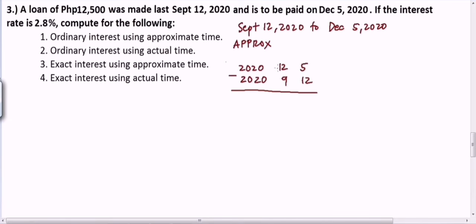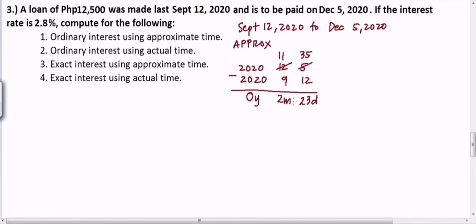So, magbabaraw ako dito ng 1 month. Magiging 11 months na lang to. And then, yung 5 na to would become 35. So, yung binaraw ko na 1 month is 30 plus the 5 days is 35. Okay, so 35 days minus 12 days, that is 23 days. And then 11 months minus 9 months is 2 months. Okay, and then 0 year.